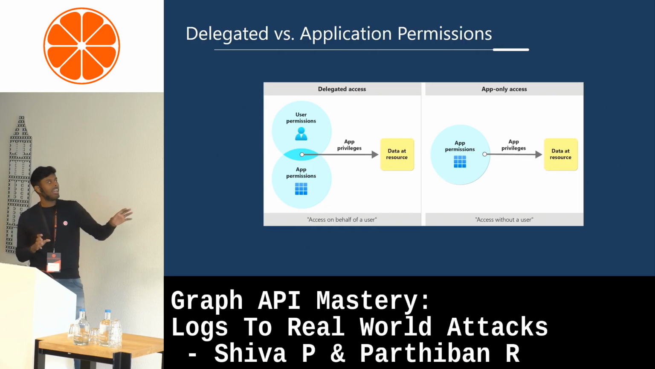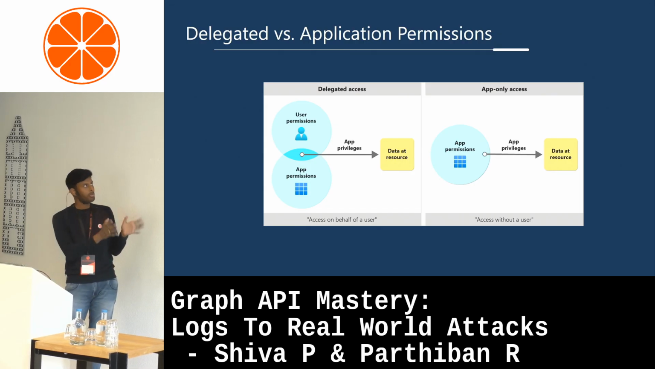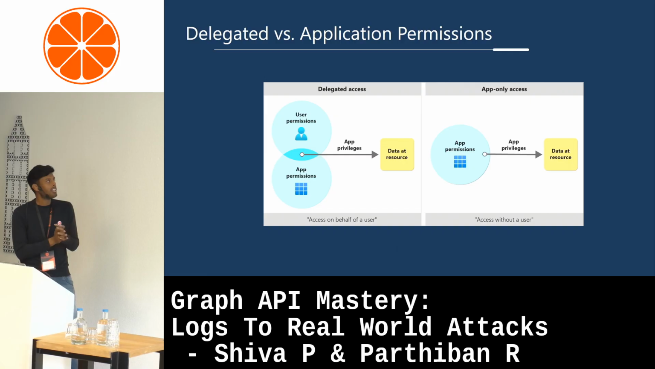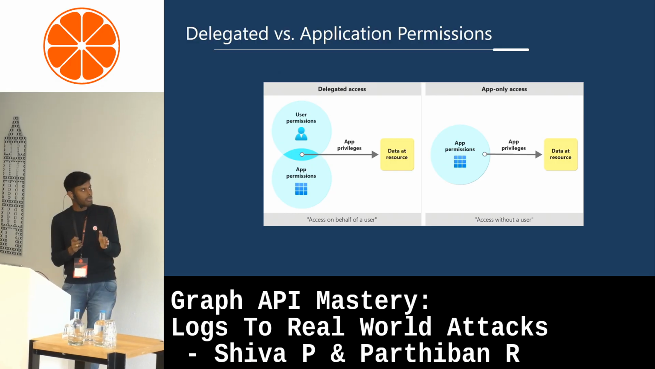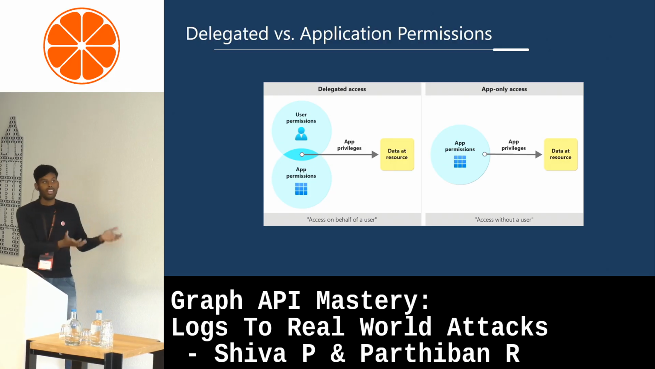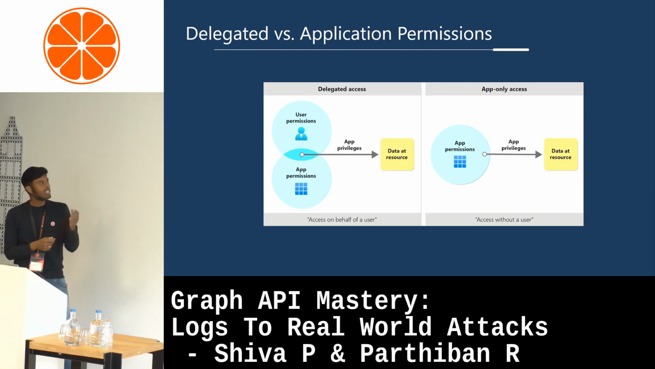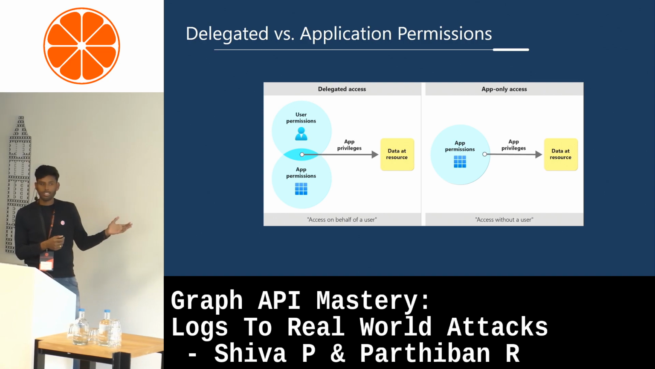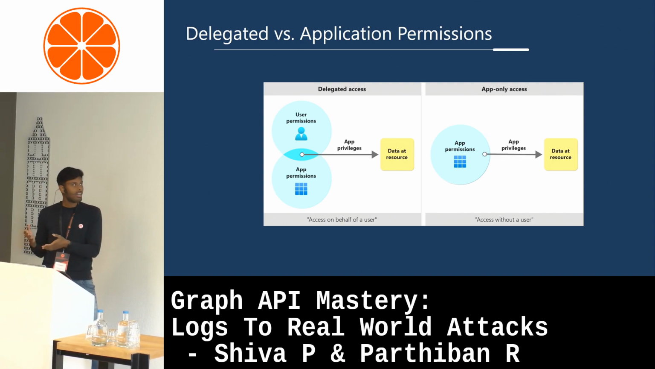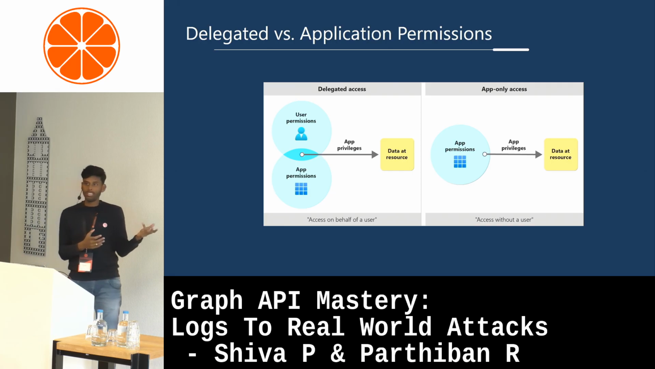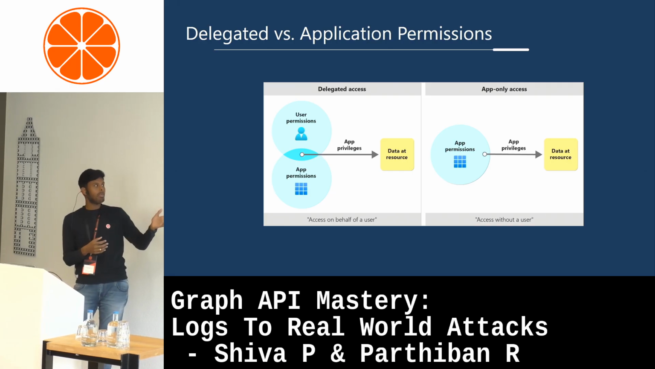So this diagram will summarize how the two different permission schemes work. In terms of delegated access, when someone is trying to access the resource, let's say in this case, OneDrive, the OneDrive resource will ask a couple of questions to the application. The first one is, is the user authorized to perform this activity? If it's yes, then the next question would be, is the app authorized to perform this activity on behalf of the user?